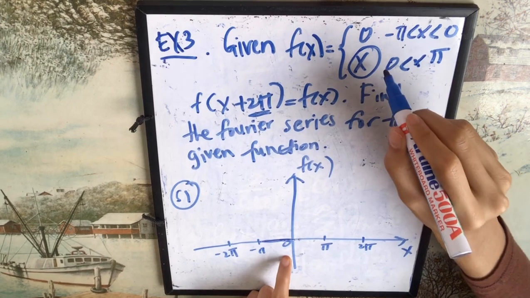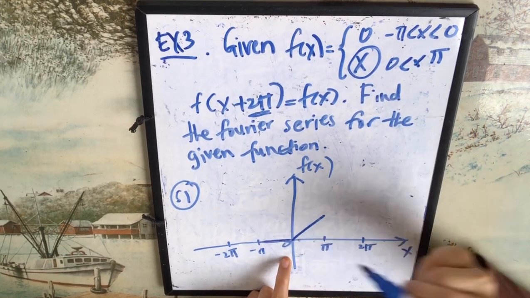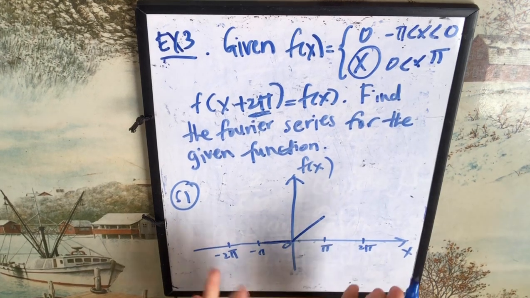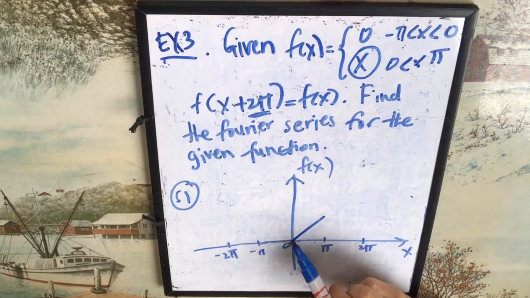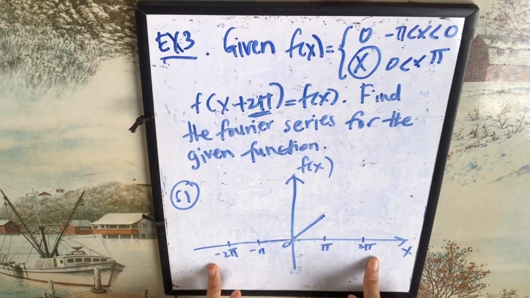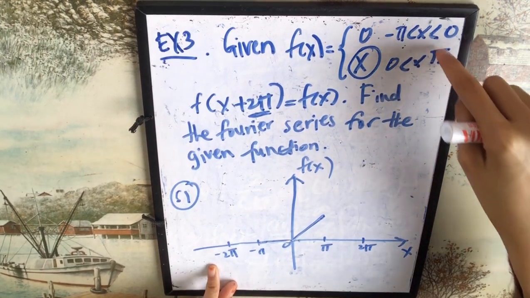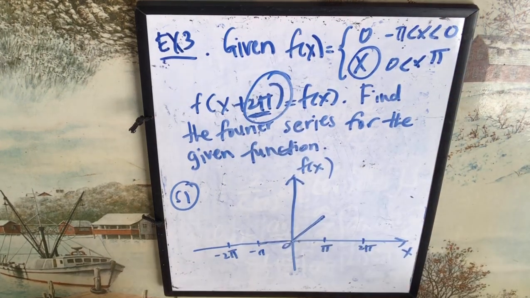You can refer to your previous example, we already did it before. So this is the graph of x. It must be this one: this one is 0, this one is x. Then what we do next: we can see that I have 2 pi and negative 2 pi here, even though actually the interval is just pi, but you need to make it double.